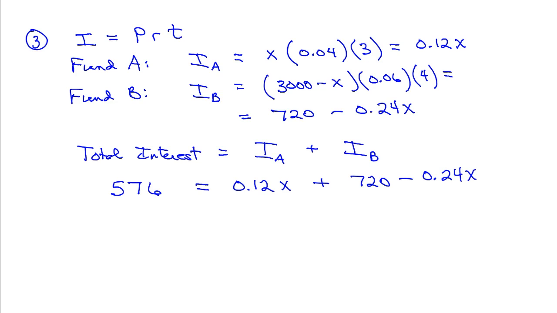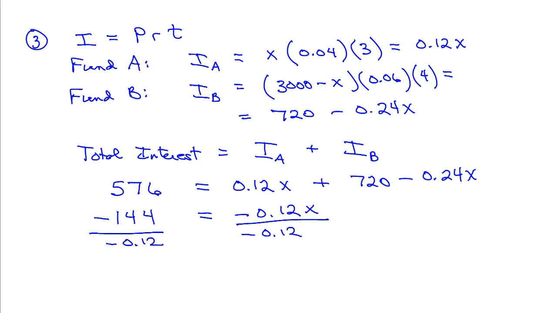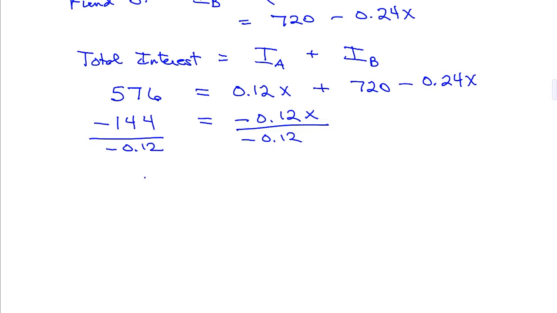We're going to move the 720 from the right to the left. If I subtract 576 minus 720, I get negative 144. And on the right side, if I subtract 0.12x minus 0.24x, I get negative 0.12x. And then to solve for x, I'm going to divide both sides by negative 0.12. And so we get x is equal to 1,200.